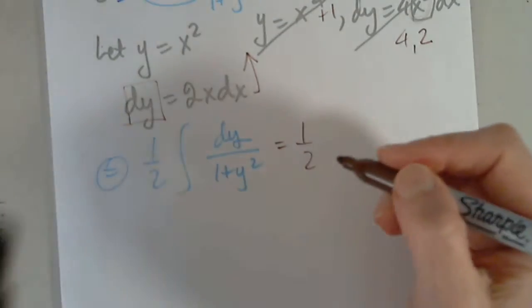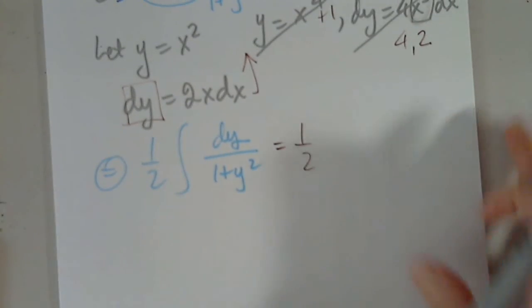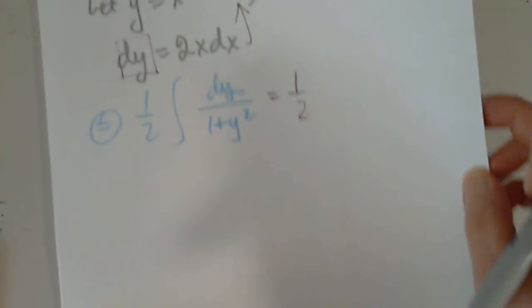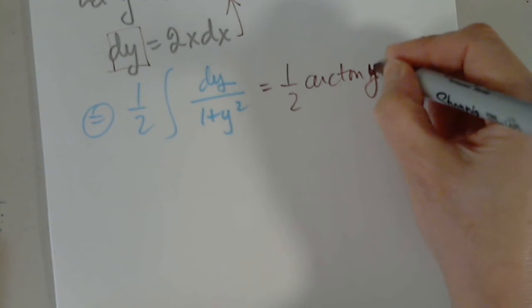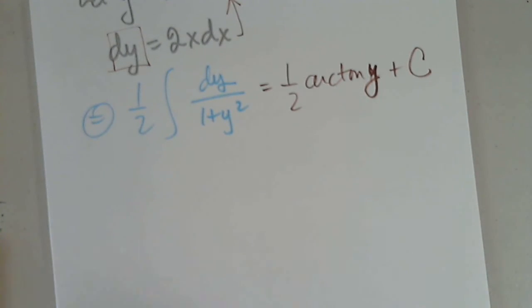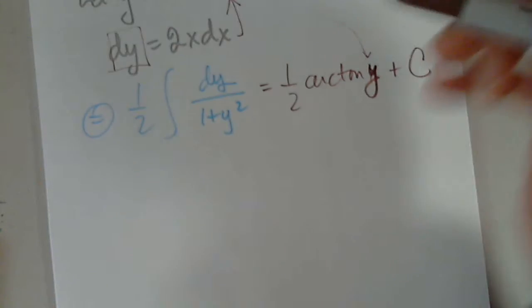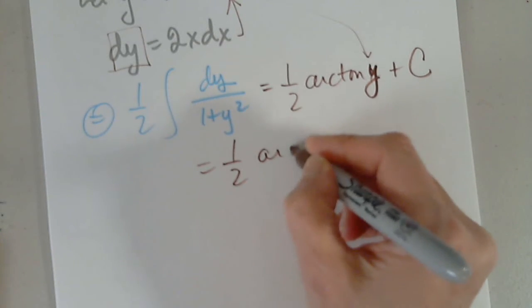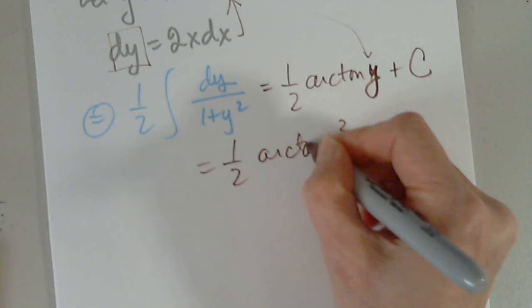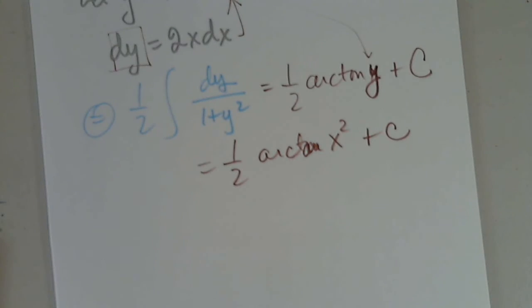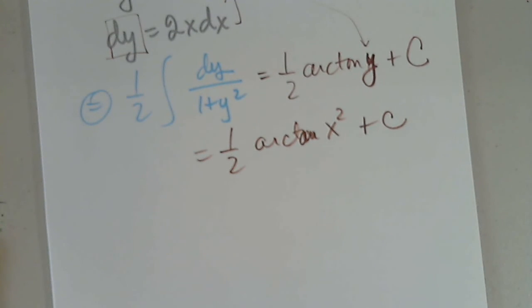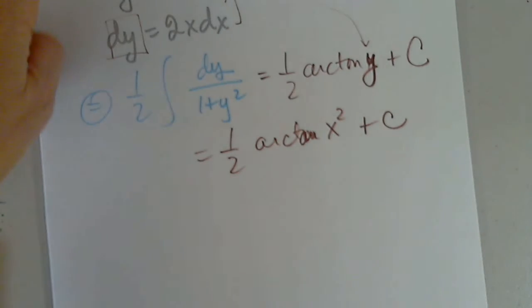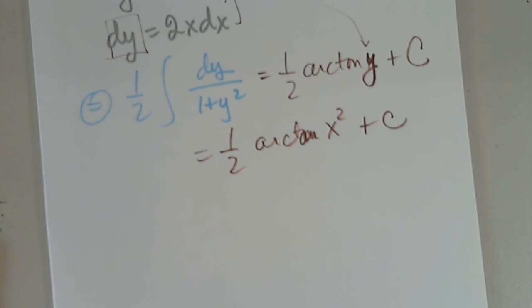And from this point on, it's clear, because I know that this must be arctangent y plus a constant c. At this point, I have to replace y by x squared. So this is 1/2 arctangent x squared plus a constant c. Again, if you have any doubts, you should check it. You should differentiate this. Make sure that you get x over 1 plus x to the fourth.